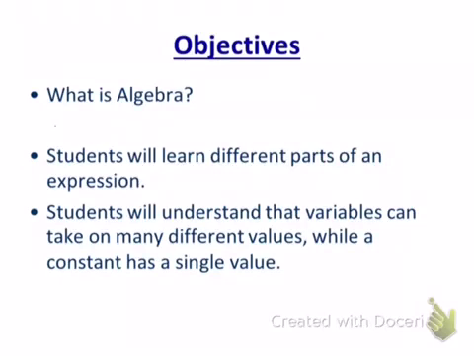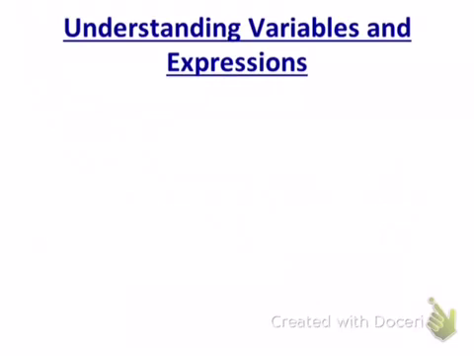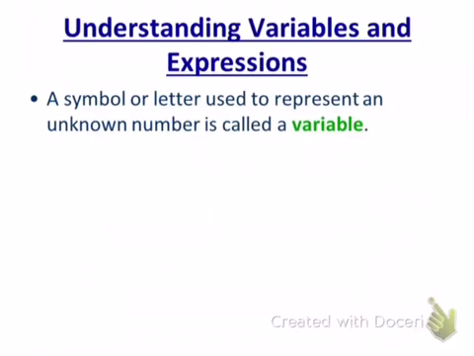We are going to be learning what the different parts of an expression are and understanding that variables can take on many different values while a constant is unchanging. Constant means the same, right? Never changes. Variable, varying, it changes from one thing to another. All right, so let's just walk through this. Again, we're just learning vocabulary today.